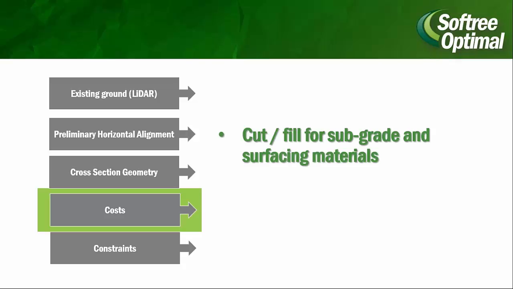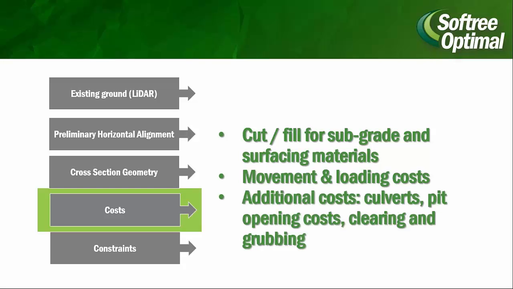And then the most important 2 buckets, and these really are the cornerstones of what makes optimization work and work well. And that's your costs and your constraints. And I'll just take a second to go through both of those. So in terms of the costs, some of the things that the optimization tool looks at are your cut-fill costs for your subgrade and surfacing materials, your movement loading costs, as well as your movement costs in general, and additional costs such as culverts, pit opening costs, and costs for things like clearing and grubbing.